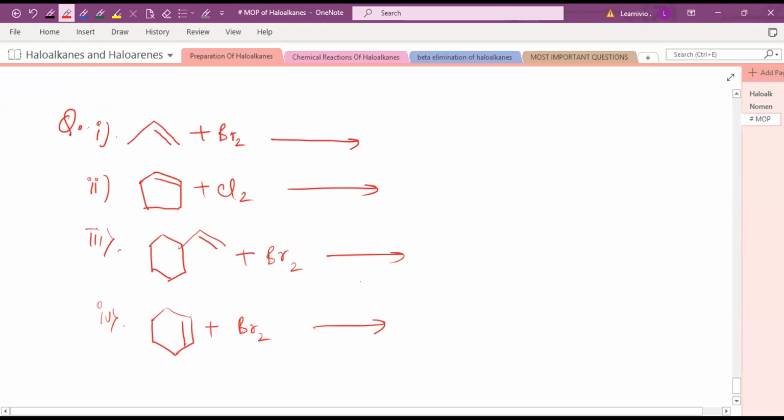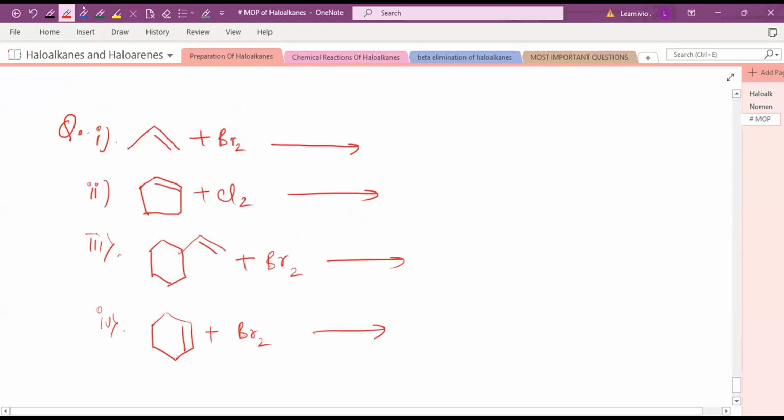Okay, do this. What we have to do? We have to write down the product name. It's very simple. It's the halogenation of alkene. I just told you what it will give when you do the halogenation. When you treat it with bromine, this bond will break and just attach one bromine at this carbon and one bromine here.